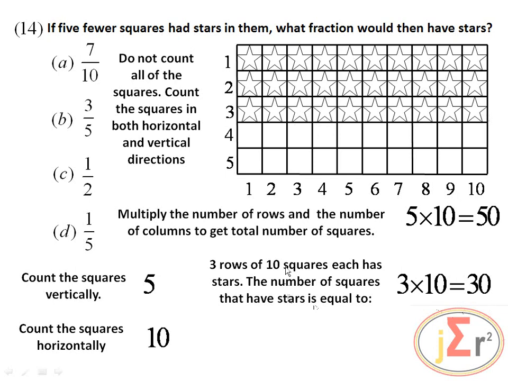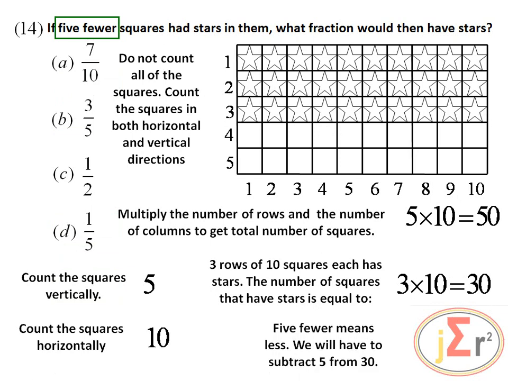30 have stars. But remember, the statement of the problem says 5 fewer. So 5 fewer means less, of course, 5 less. We will have to take away 5 from 30. So 30 minus 5 is equal to 25. So if 5 fewer squares had stars, we would have how many stars? 25 stars.